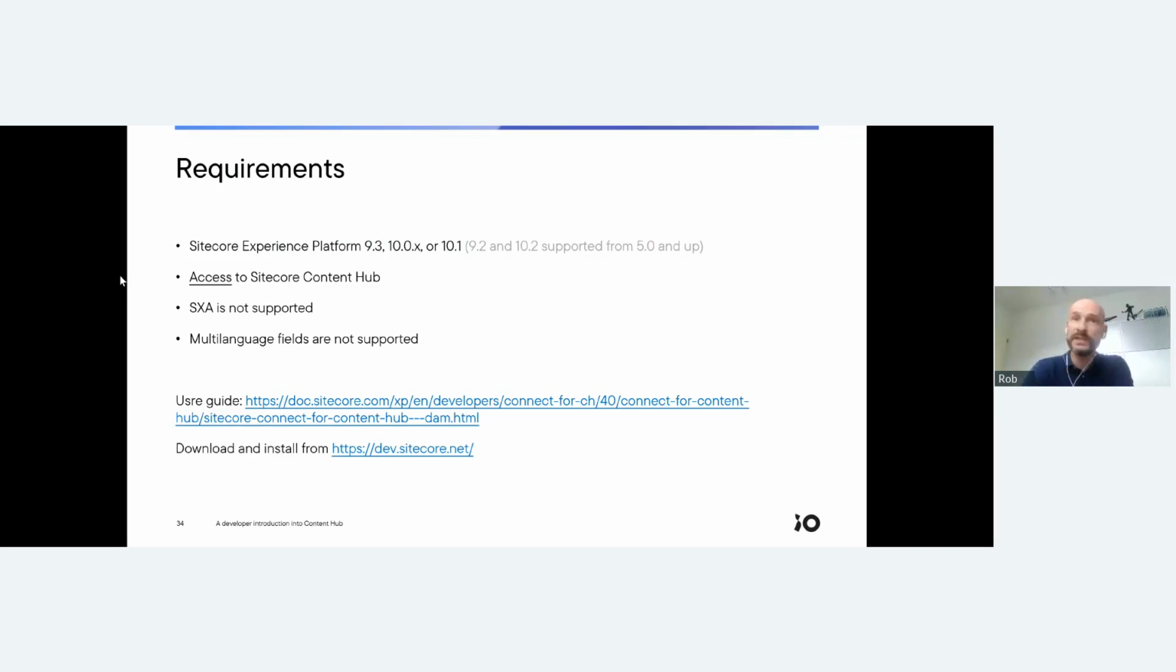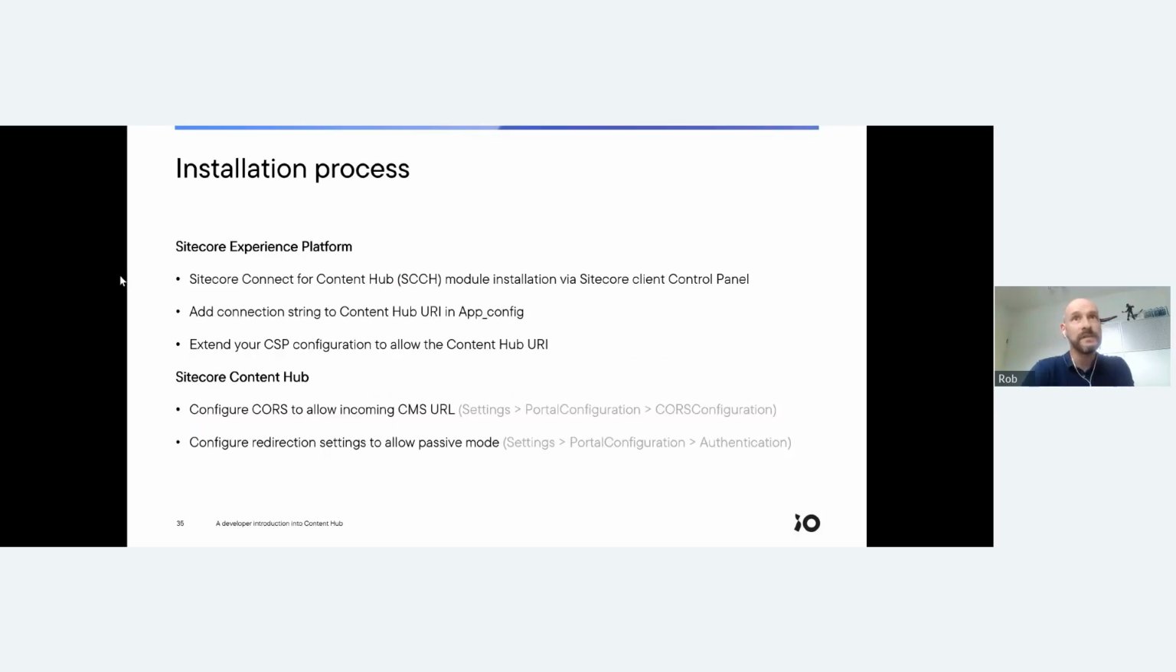Sitecore has a user guide for this, and you just download and install this module from dev.sitecore.net. And the installation process is actually quite straightforward. You install the module via the Sitecore client control panel, as you do with any Sitecore module installation. And then you need to add a connection string to the Content Hub URI in your app config, and you need to extend your content security policy, because within your experience platform, you're going to call out to the URL of Content Hub, and you need to make sure that this is allowed by your CSP.